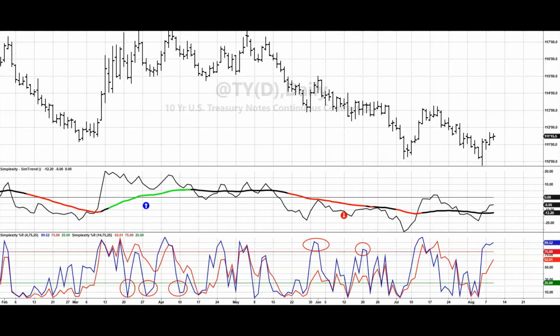Here's an example on a 10-year notes chart using our SimTrend momentum indicator. This would work with any other momentum indicator as well, or even with a simple moving average. When the trend is up, as identified by SimTrend turning green, we look for oversold conditions, and those are buy signals. And when the trend is down, we look for overbought conditions, like this, and those are considered sell signals, and those end up being very good sell signals.